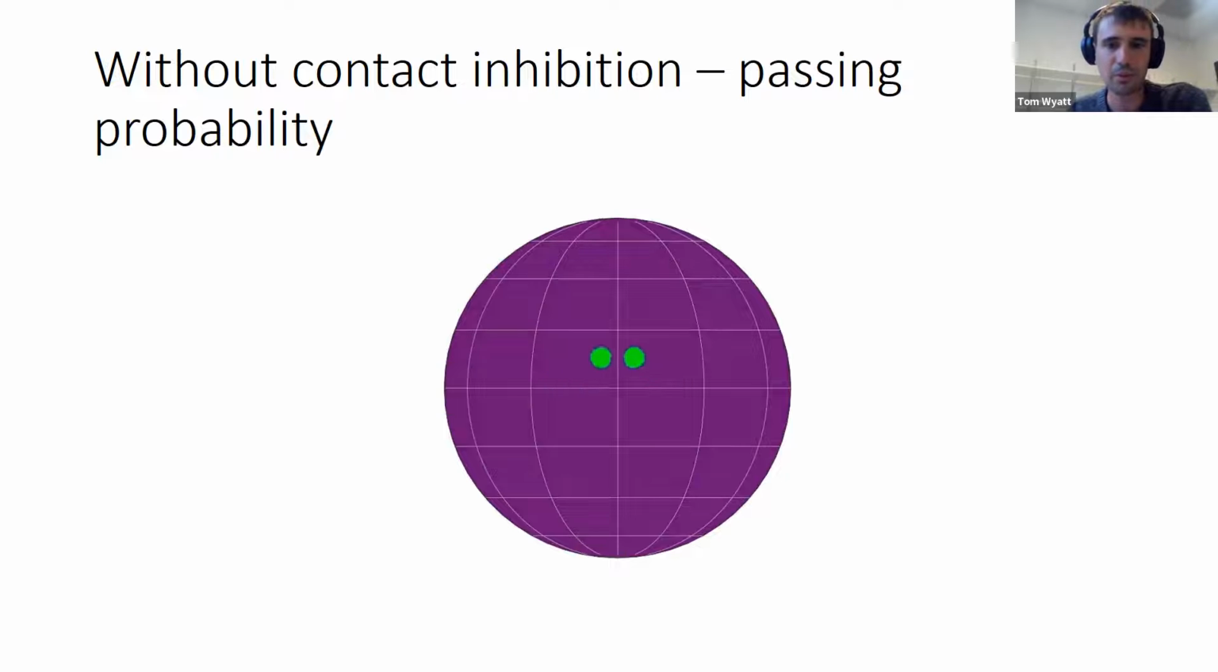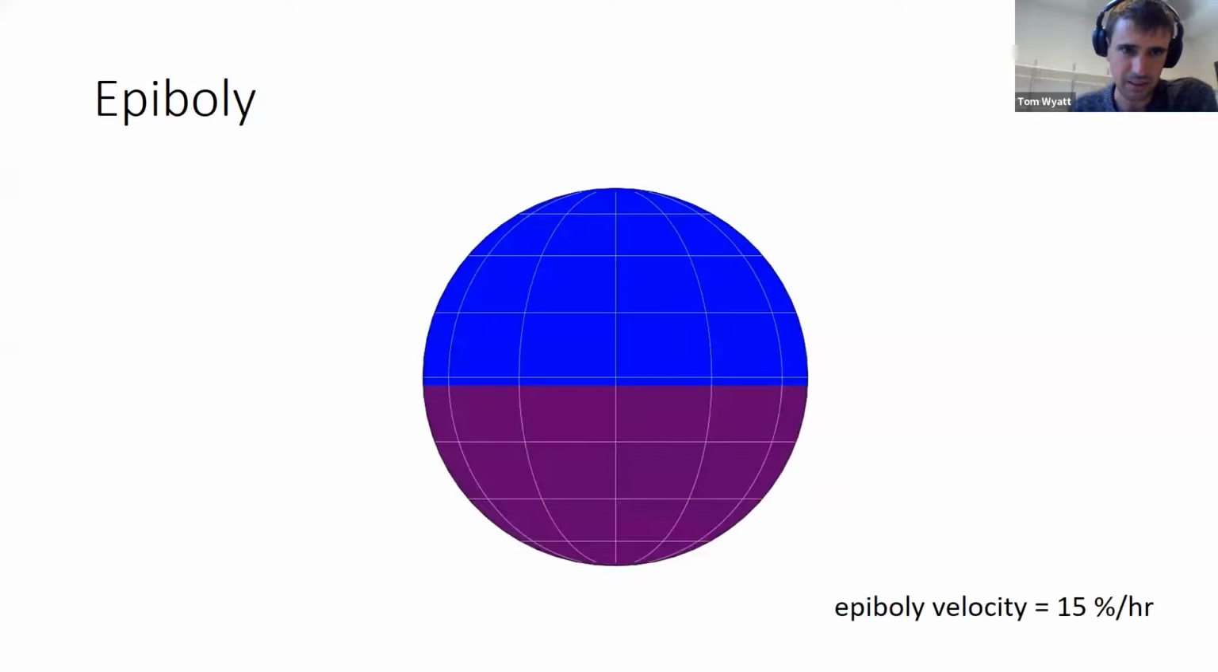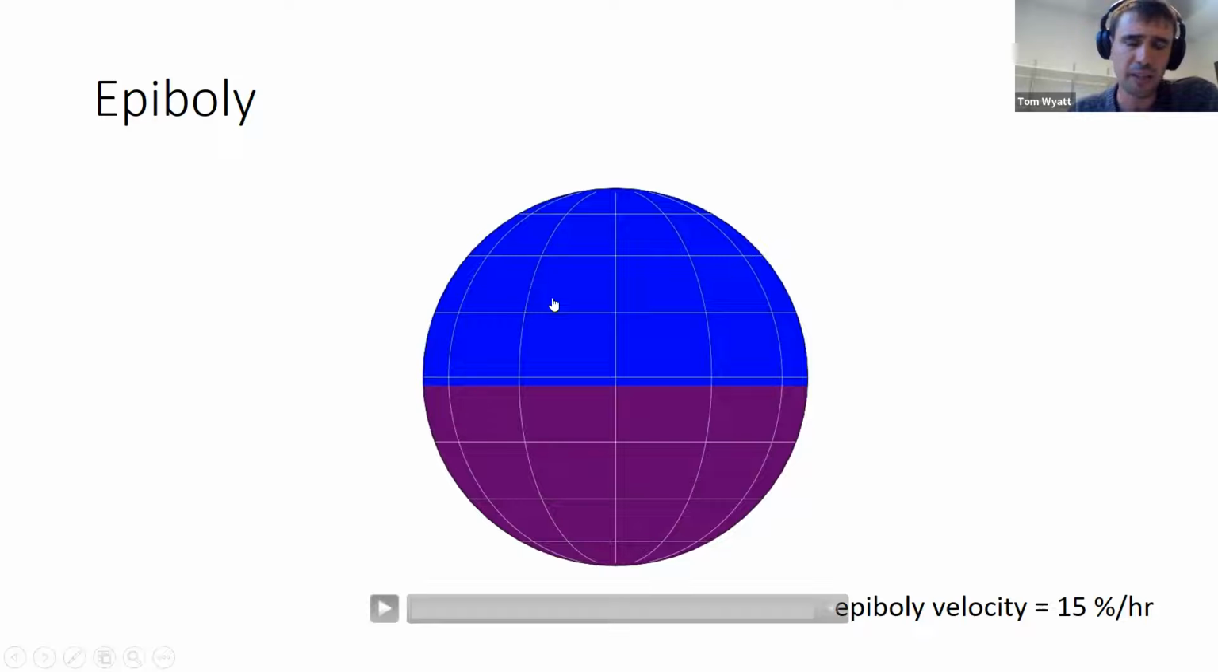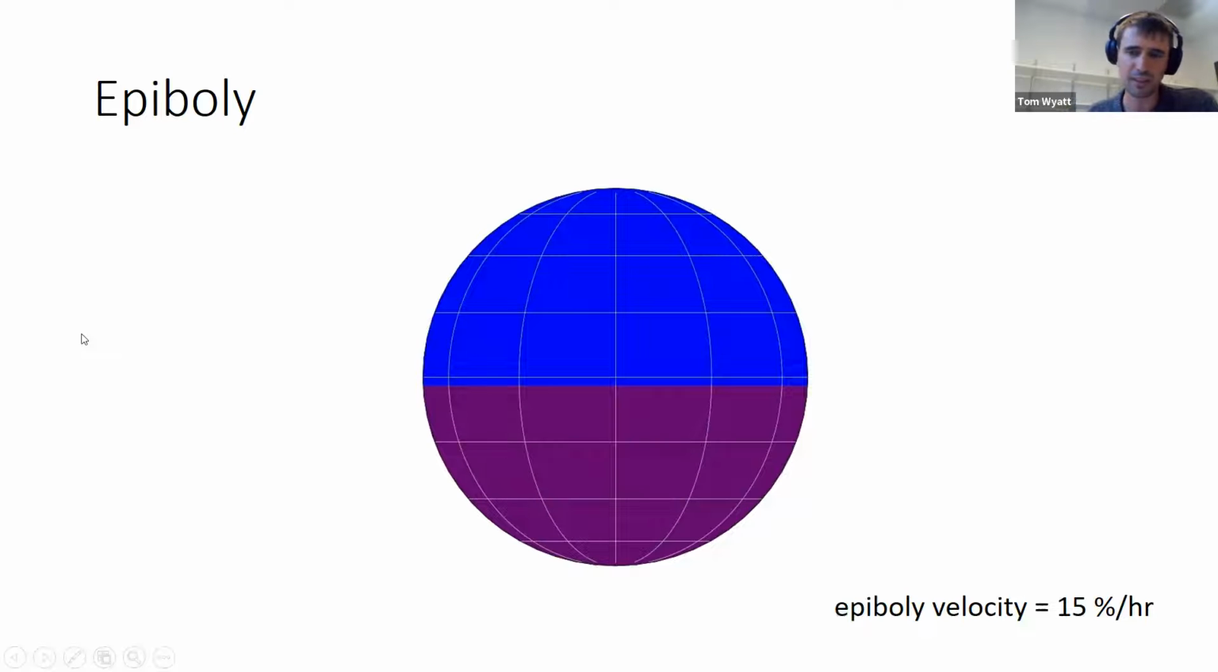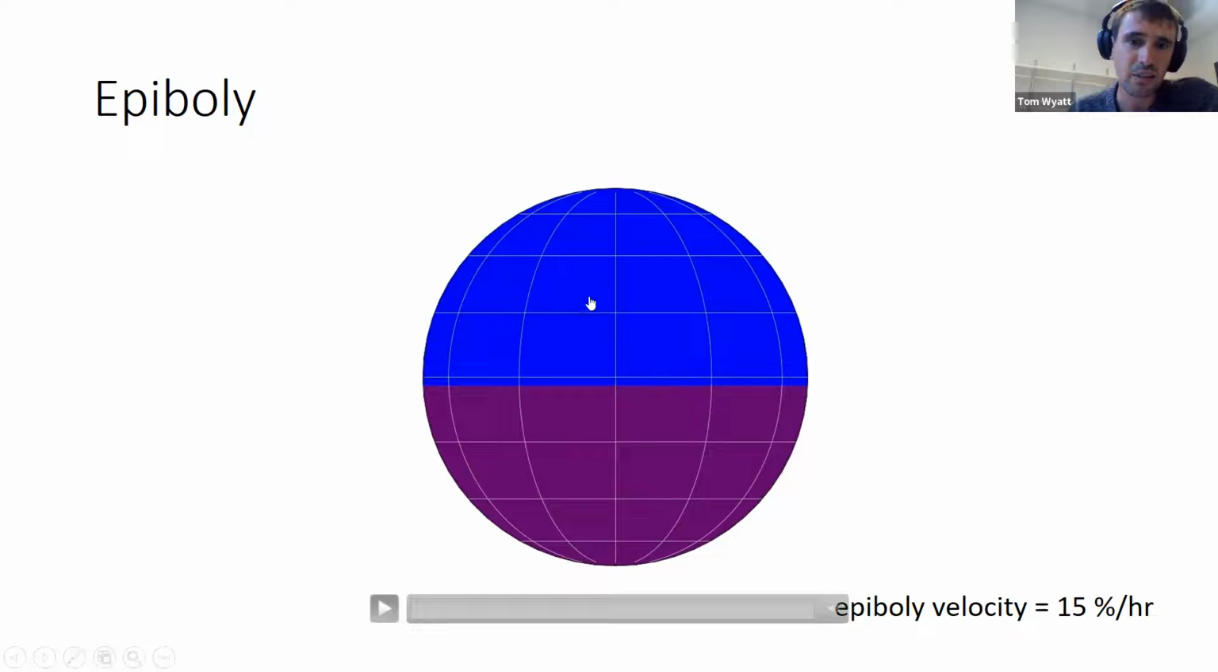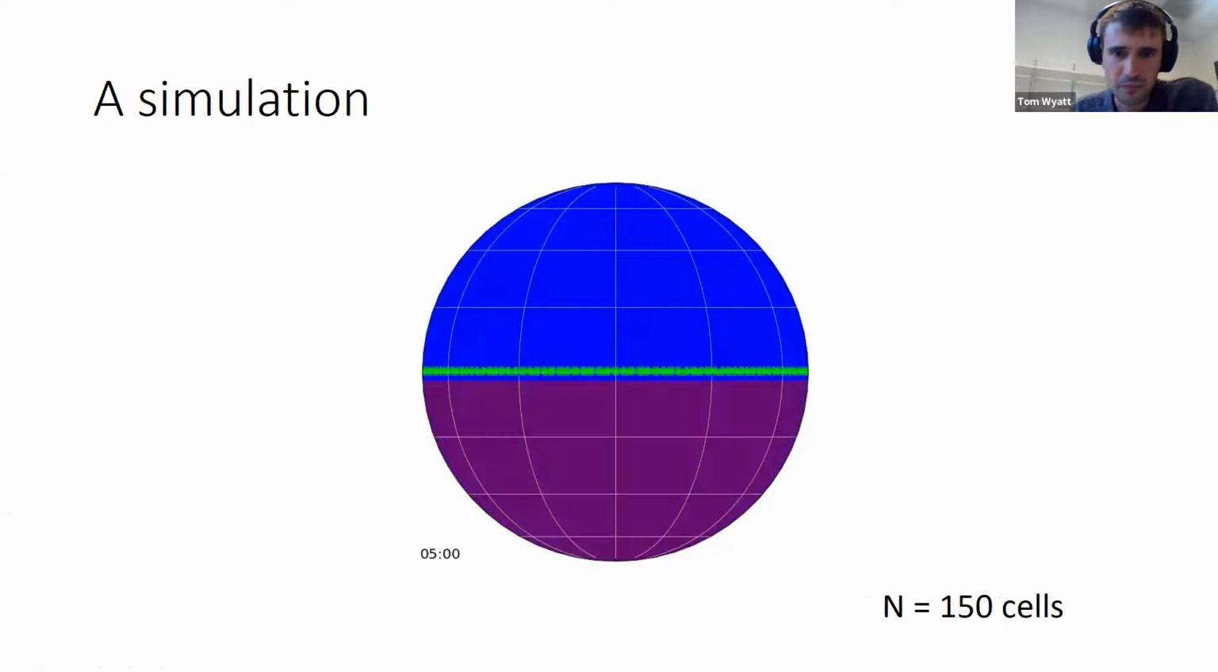So we implement that in the model with some probability. Cells can just pass through each other like that. The last thing to tell you about in the model here is epibole. So in the bright blue at the top, we have the enveloping cell layer, and that's migrating down to cover the whole embryo. And that's limiting where the cells can travel for this part of the simulation. They can only travel where the enveloping cell layer has reached. So just the bright blue, like this.